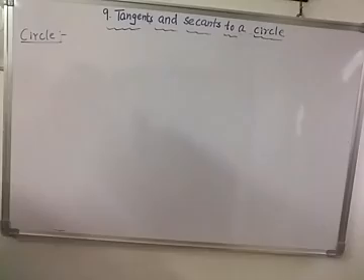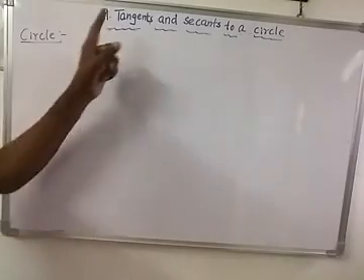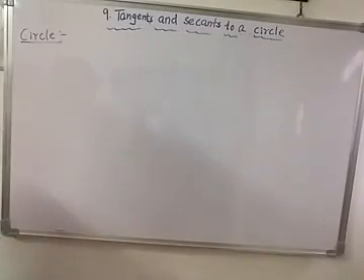Today we are going to begin a new chapter, that is tangents and secants to a circle. In the previous class we have learnt what is a circle, what is a radius, and also what is a chord, diameter, segment, and sector.